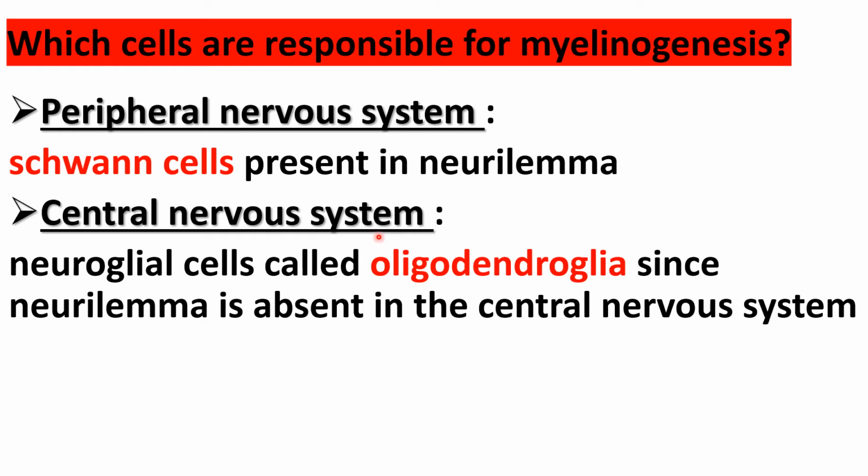And in the central nervous system, the neurilemma is absent, but special neuroglial cells are present, known as oligodendroglia, and they are responsible for the formation of the myelin sheath.